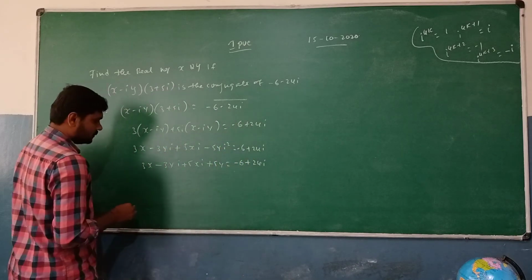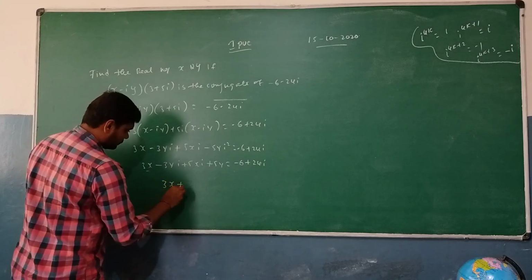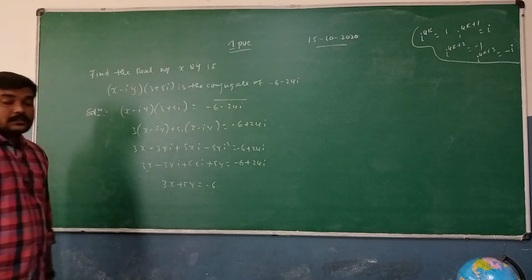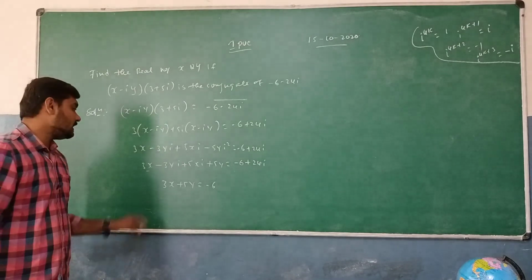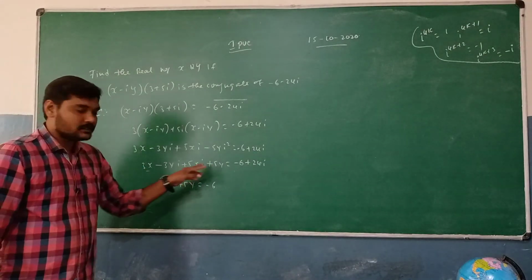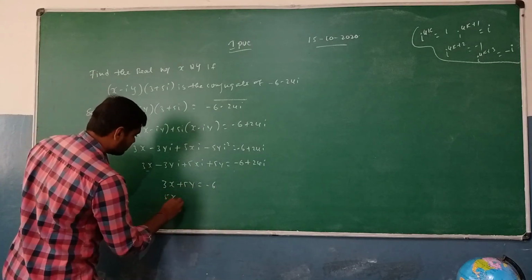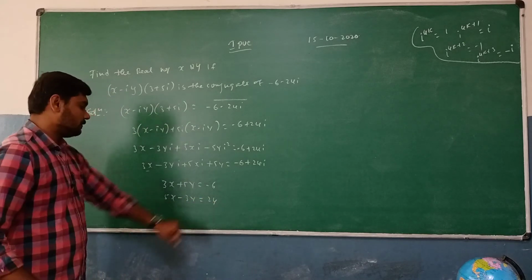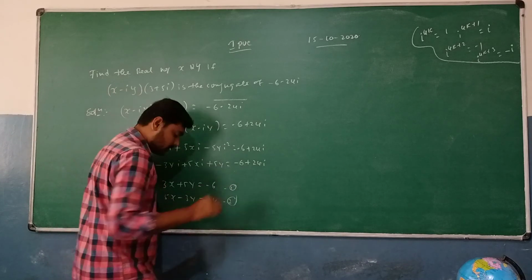So 3x plus 5y is equal to minus 6, because of the equality of complex numbers: a real part equals the real part. 3x plus 5y are the real numbers, so 3x plus 5y is equal to minus 6, and 5x minus 3y is equal to 24. We can reduce this into equation 1 as well as equation 2.